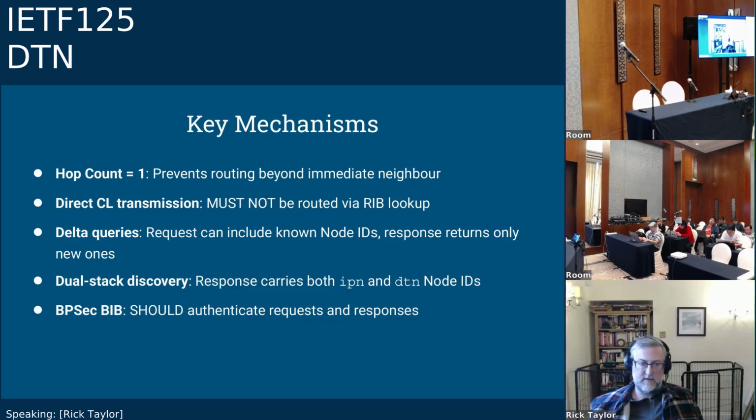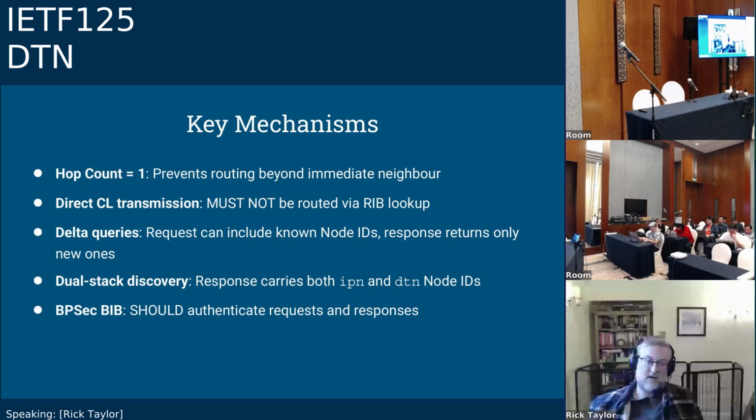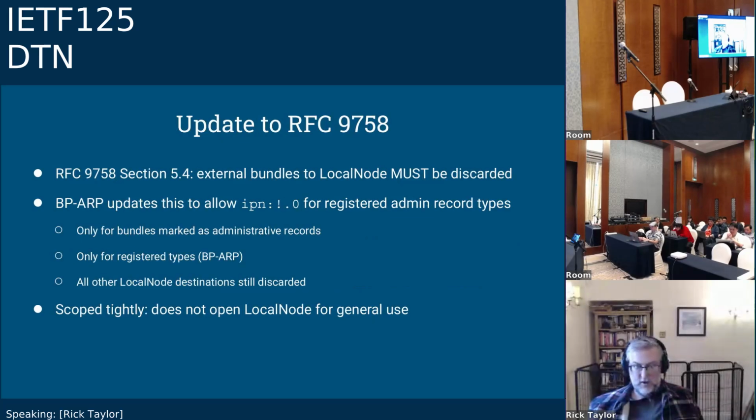This can't be an external service. It's got Delta query support, so you can say, I know you've got this node ID. What other node IDs have you got? Which allows you to bootstrap off IPN and learn DTN node IDs. And you should use BPSec BIBs in order to authenticate that you are actually who you say you are, particularly if you're using COSE context, you can start to assert your certificate with actual key material which maps to your node IDs, and you can put some proper security on the whole process. That's a should, because I cannot make you do it, but you really should do it.